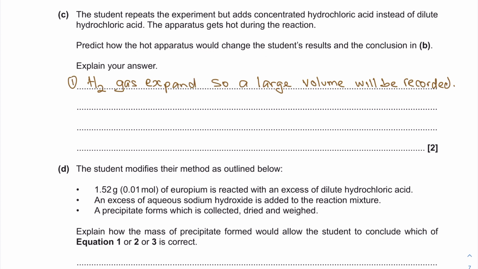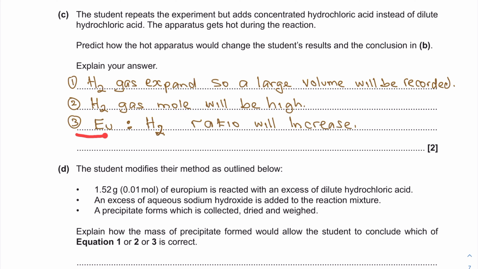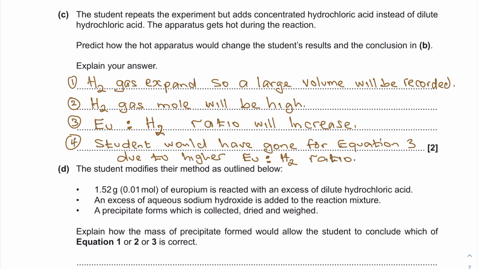Right, so in this case, when the experiment becomes hot, it means that the gas, hydrogen gas, will expand, so a larger volume will be recorded. In that case, the hydrogen gas mole will also be higher. The mole of the hydrogen gas will increase, which in turn will change the ratio of Eu to hydrogen gas. That ratio will also increase. And finally, the student will then have gone for equation 3 due to the higher ratio of hydrogen gas to Eu.